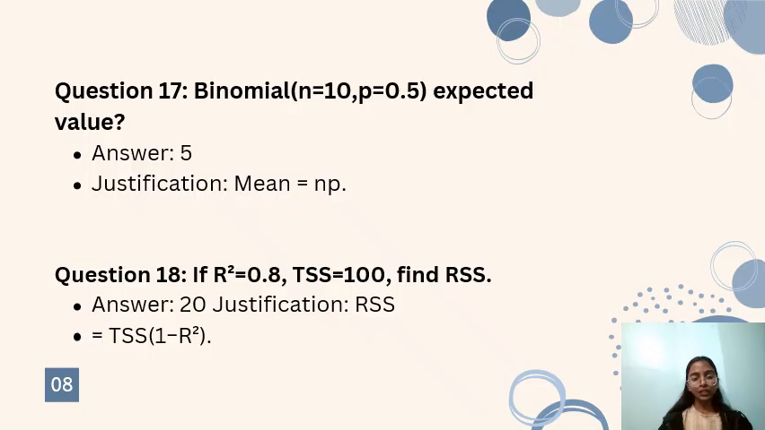Moving towards question number 18. If R square is equal to 0.8 and TSS is equal to 100, find the RSS. The formula for calculating RSS is equal to TSS times (1 minus R square). By putting the value of R square, which is 0.8, and TSS value, which is 100, we have got the value, which is 20.